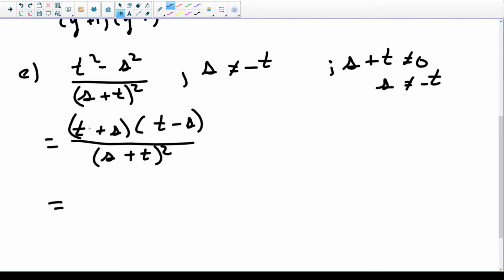So because t plus s is, I think that is commutativity as well, even though it's not multiplication. S plus t and t plus s are exactly the same thing. So you can actually cancel those out, like so. And we end up with t minus s over s plus t.